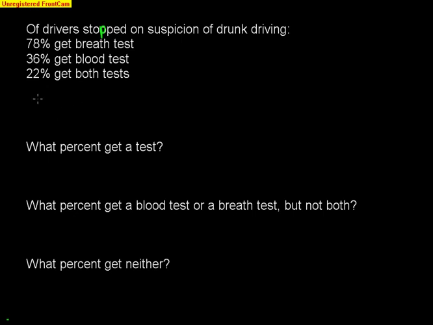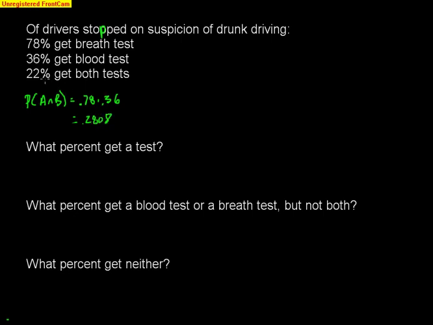So the first thing I want to understand here is a lot of kids think that the probability of A and B is just A times B. Not always. Think about this case. Breath and blood. If you would just do 0.78 times 0.36, use your calculator if you need to. I'm going to do it right now. 0.78 times 0.36 is 0.2808, okay? Which is different than what the problem says. The problem says 22% get both.